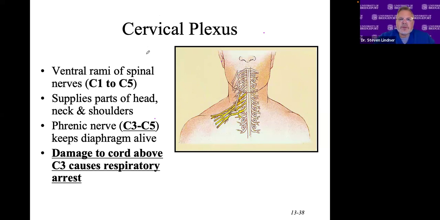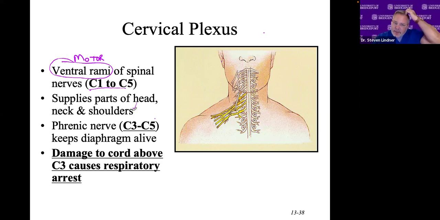So the cervical plexus, remember the plexi originate at the ventral rami. Remember the ventral rami are motor, whereas the dorsal rami are pretty much sensory. So the cervical plexus is from the ventral rami of C1 to C5, and it's going to supply mostly the area going upwards to the head. Some of those fibers can come down to the beginning of the shoulder near the clavicle.